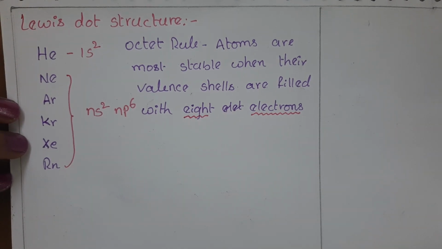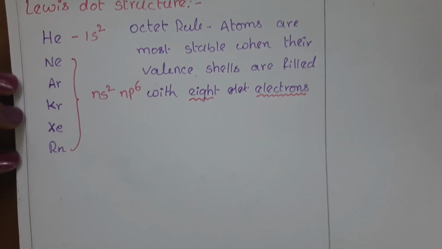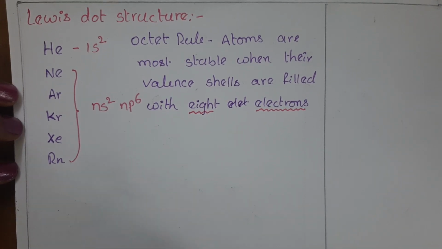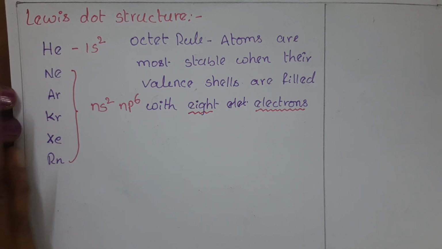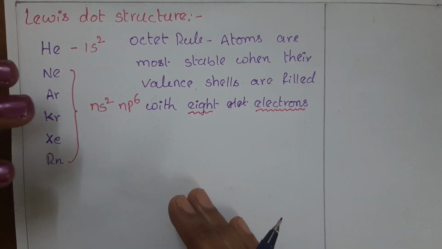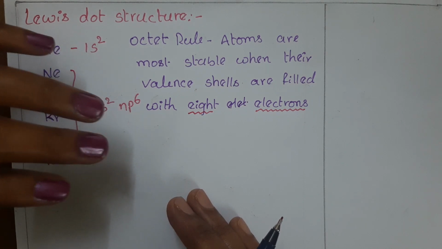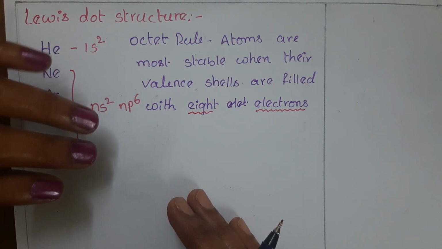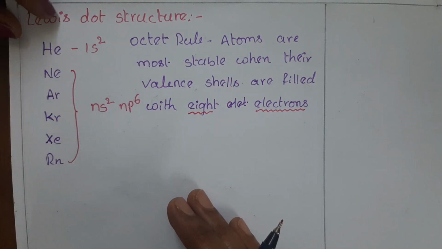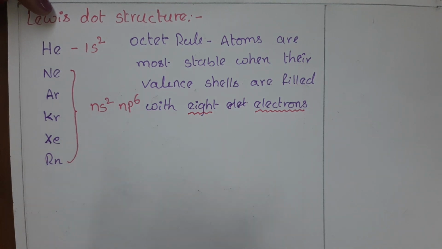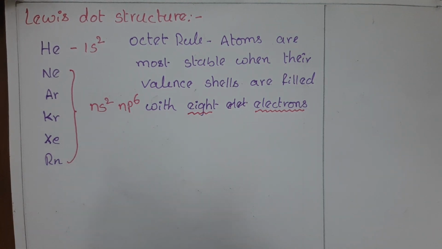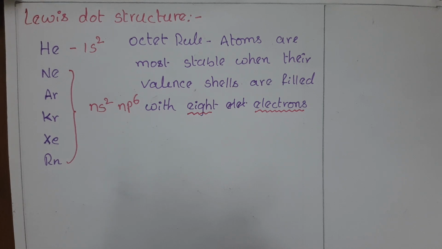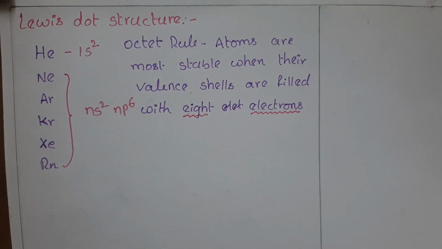And Lewis proposed a simple notation to represent the valence shell electrons of an atom, that is called the Lewis symbols. Now let's see the Lewis symbol. An atom which does not contain 8 electrons in its valence shell is trying to get 8 electrons. So first of all I have to know how many electrons that atom contains. To know that, Lewis explains the representation of valence electrons through the Lewis symbols.